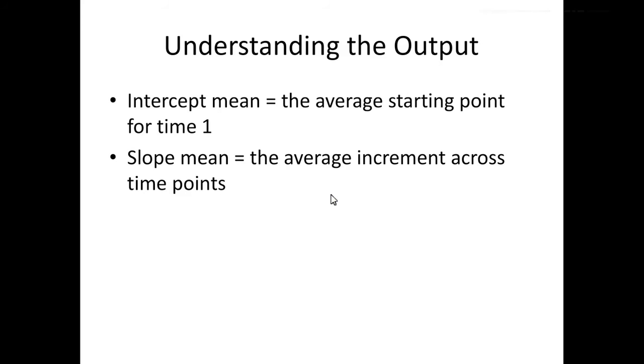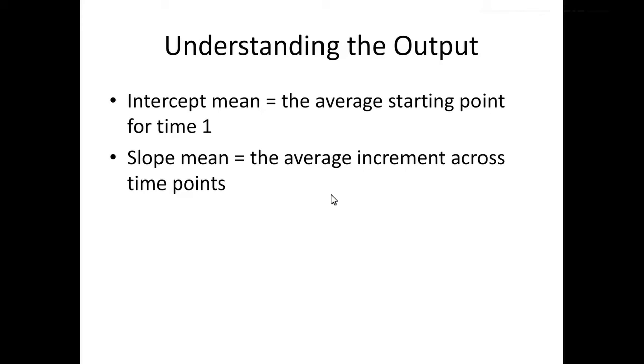All right, so a little bit on the output. The example will be in the next video, but what does all this output mean once I finally get to look at it? You're going to get an intercept mean in the output. Don't let the word mean confuse you. It is the intercept, the average starting point for time one. It's just called a mean because of the type of model that we're estimating, so means and covariances.